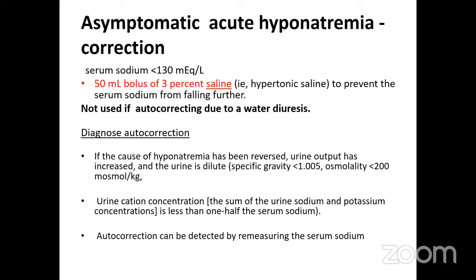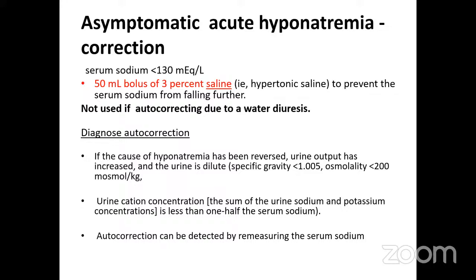Now, how will you correct hyponatremia? There are different guidelines. In an acute hyponatremia, the correction can be a 50 ml bolus of 3% saline over 10 minutes. I don't use it. That is what is recommended. It is used if after correcting the volume, the sodium does not go above 130, you can administer a 50 ml bolus of 3% saline.